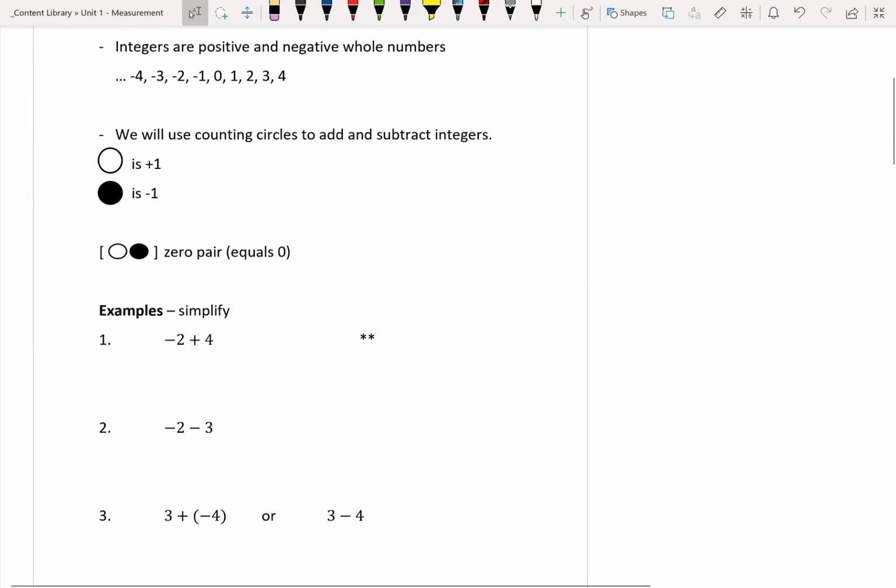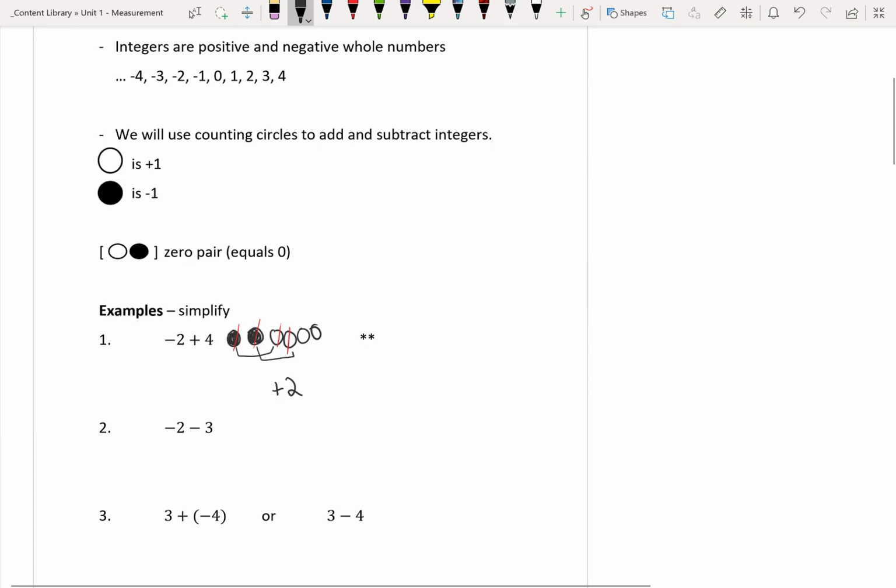So in order to do this, I'm going to visualize it by drawing my two circles for -2. So two filled in circles, and then two unfilled in circles. And now I want to find as many zero pairs as I can and see what I have left over. So if I look at it, I have one pair, I have another pair. So these get canceled out and these, and all I'm left with is two unfilled in circles or two white circles. So my answer would be +2.